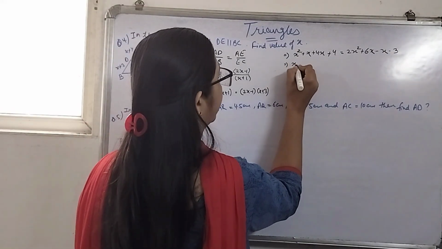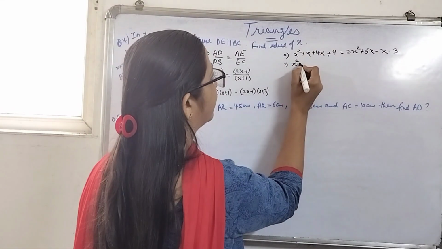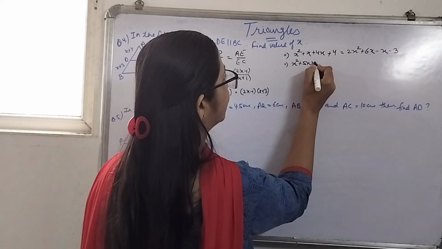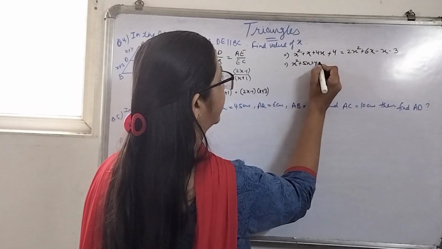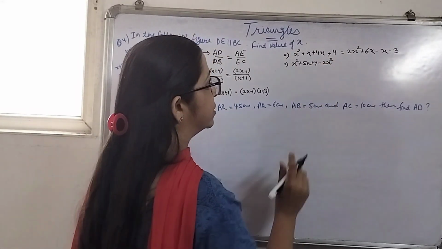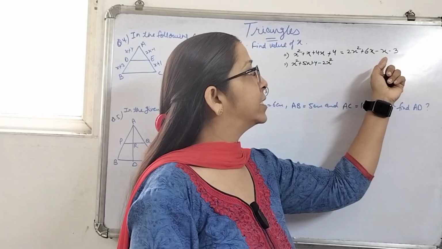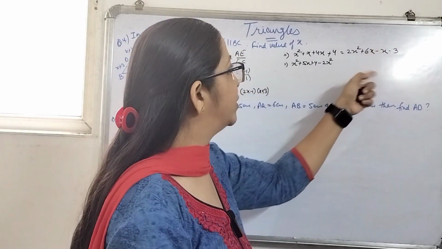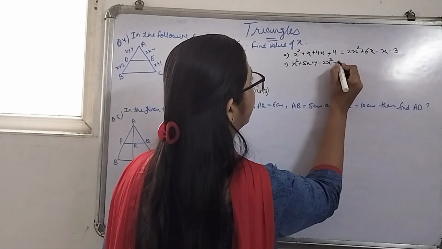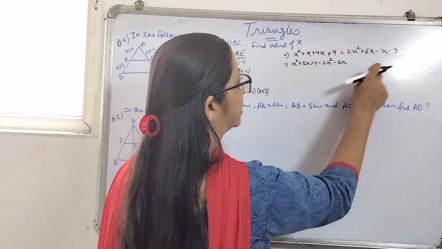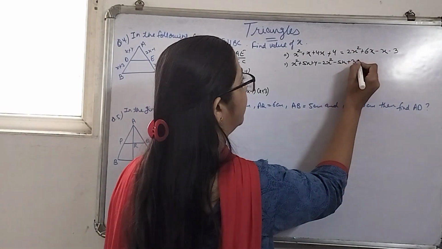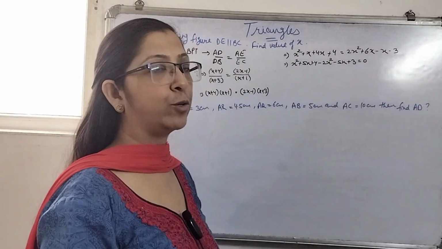It is your x square, x plus 4x will become 5x, plus 4. This 2x square, we are taking it over here. It will become minus 2x square. 6x minus x will be 5x. If we change the direction, it will become minus 5x. This is minus 3. When it comes to the LHS, it will become plus 3. It is equivalent to 0.